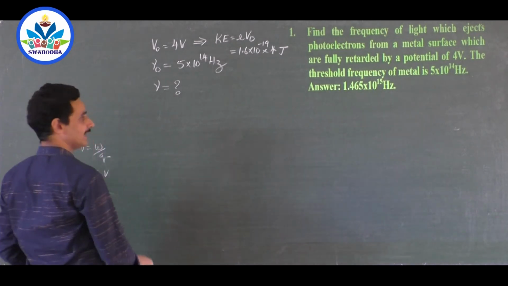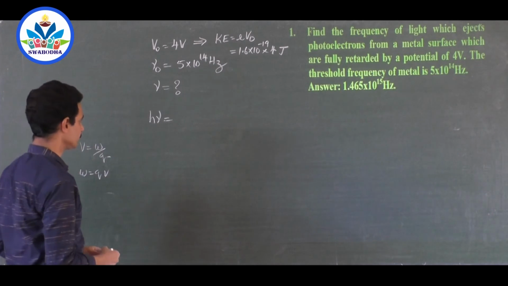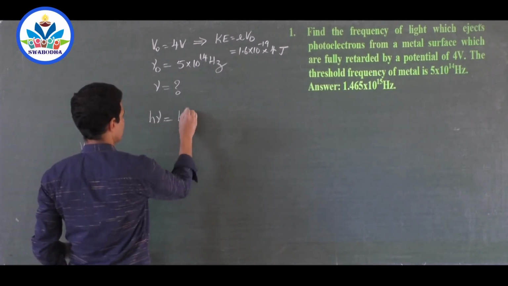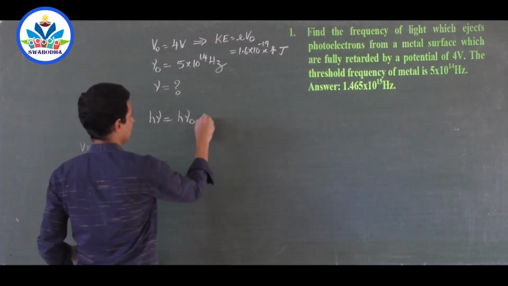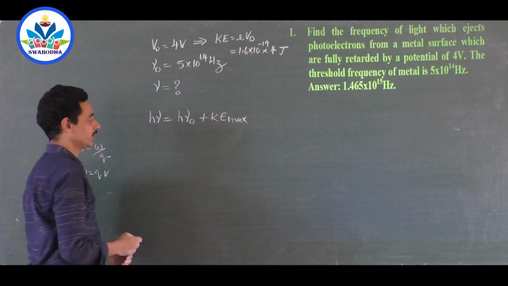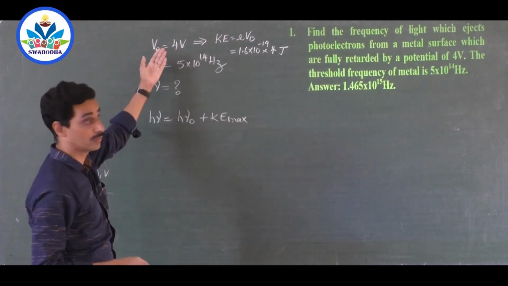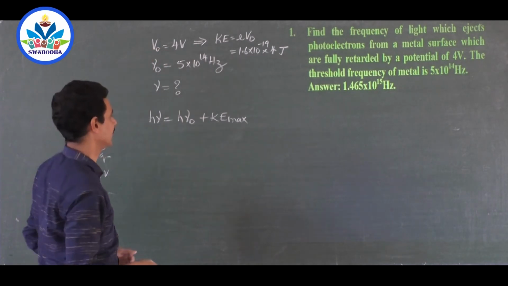Okay, write Einstein's formula. Incident energy h nu equals work function h nu naught, energy to remove, plus kinetic energy maximum. Maximum kinetic energy of photoelectrons, of course, that is itself, because 4 volt can stop the fastest electron, which means that itself is the highest kinetic energy.